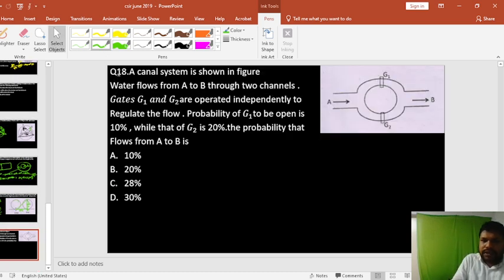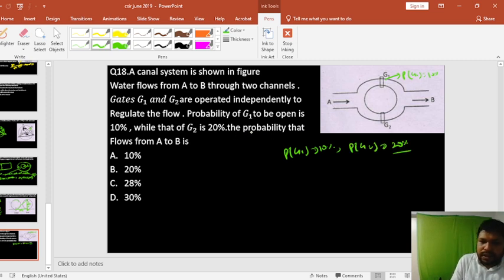Okay, next question, that is the last question. A canal system is shown in the figure and water flows from A to B through the two channels. Gates number 1 and 2 are operated independently to regulate the flow, and the probability of G1 to open is 10%. This probability is given. And the probability of G2 is given as 20%. Then what is the probability that the water will flow from A to B?